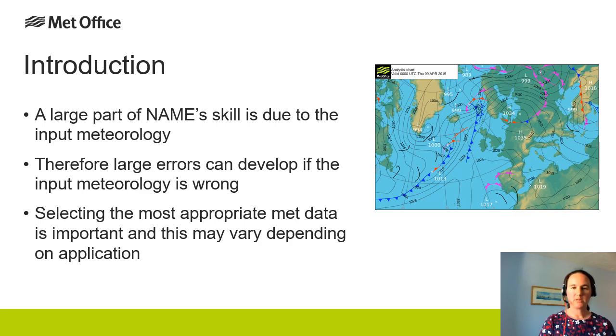A large part of the skill of NAME is due to the input meteorology, and the old saying "rubbish in, rubbish out" applies here. So if we put rubbish metadata into NAME, then we're going to get rubbish results. Large errors can develop if we use the wrong meteorology. Therefore, it's really important that we select the most appropriate metadata for the application that we're using NAME for.